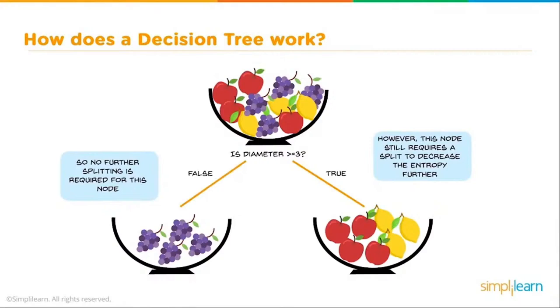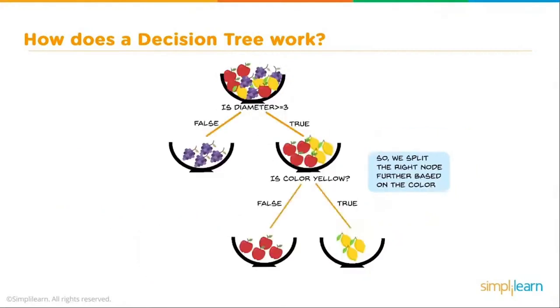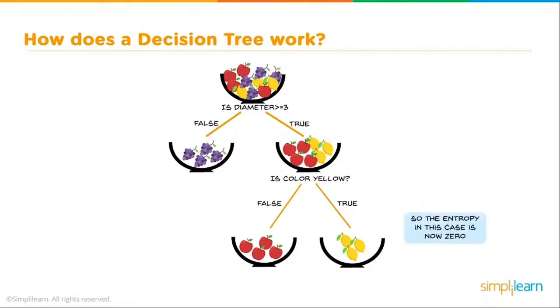So we split the right node further based on color. If you look at this, if I split it on color, that pretty much cuts it right down the middle, and it's the only thing we have left in our choices of color and diameter too. And if the color is yellow, it's going to go to the right bowl, and if it's false, it's going to go to the left bowl. So the entropy in this case is now 0. So now we have 3 bowls with 0 entropy. There's only one type of data in each one of those bowls.